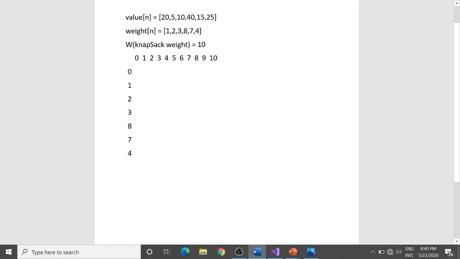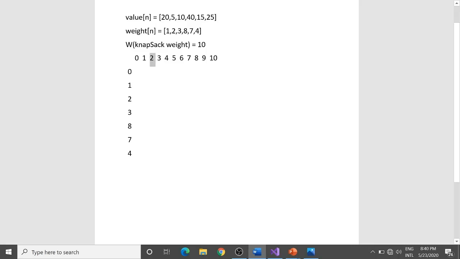So what do we have over here? Each and every column over here, what do these values signify and what do these rows signify? Now this column over here signifies that the maximum weight my knapsack can hold is 1. What does this column signify? This column signifies the maximum weight my knapsack can hold is 2.